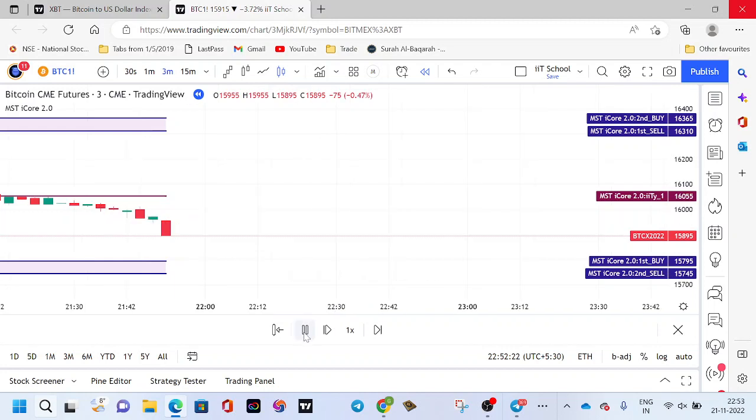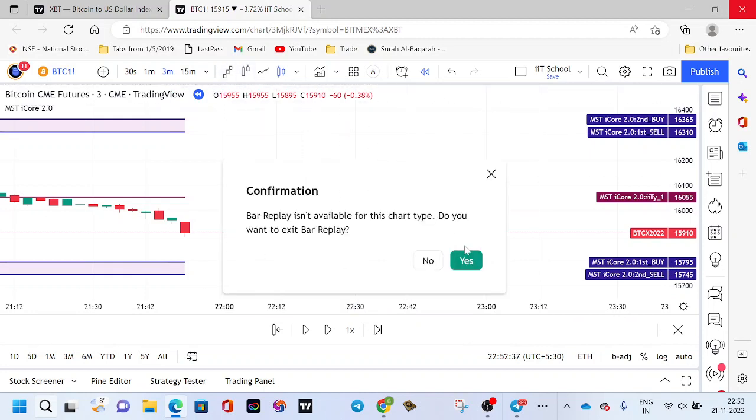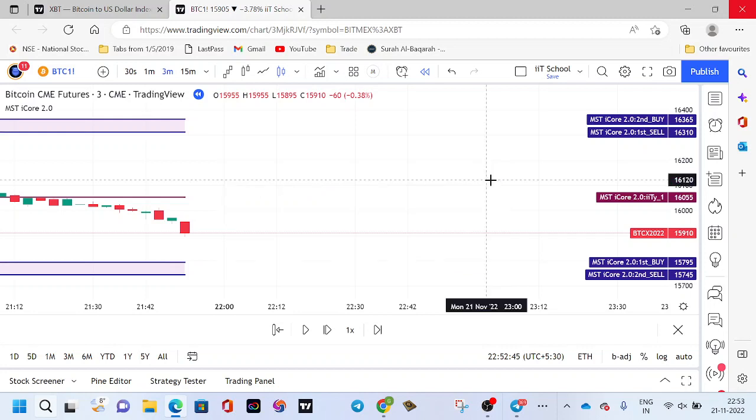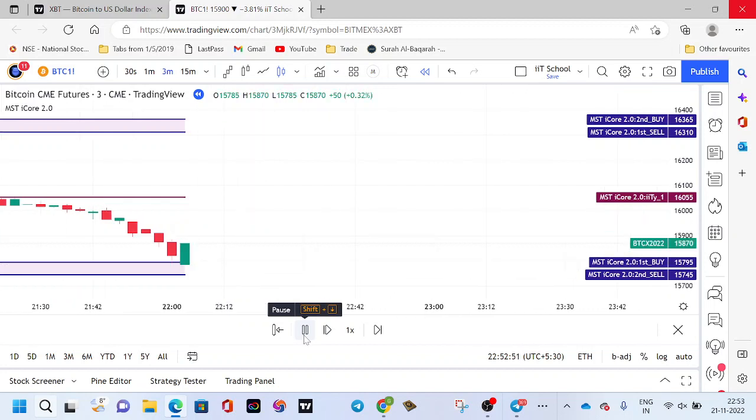See here, as I told you, if the market is not closing above this middle line, you can keep it in 15 minutes or some higher time frame. Also you can keep it in Heikin Ashi. If I change the candlestick pattern, it asks me to exit the bar replay, so as of now I will not exit it. I am running this. I am ready with the buy entry order at 15,795.